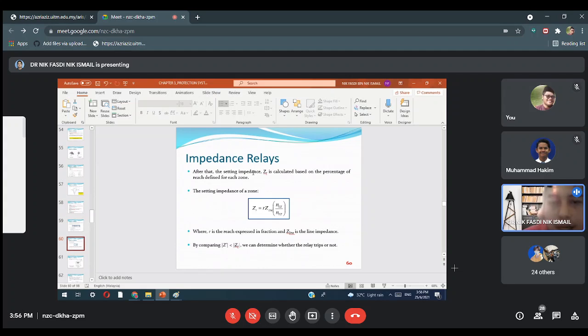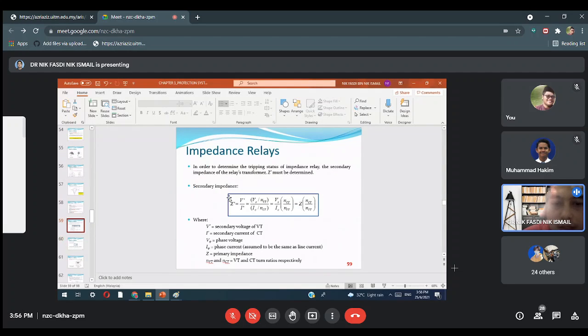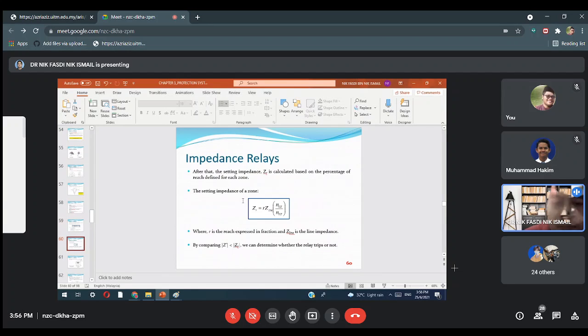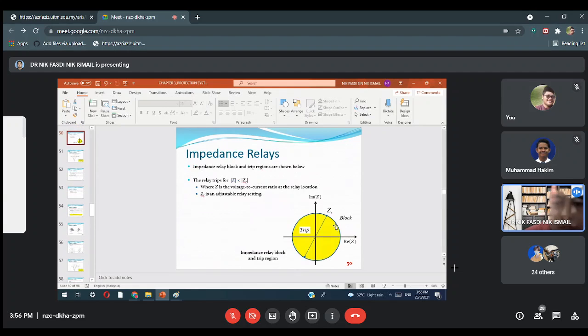Okay, after that, the setting ZR is calculated based on the percentage of reach defined for each zone. The setting impedance of a zone, ZR, equals reach times Z line. So first step, you have to know the secondary impedance. Second step, you have to know the reach. Why? Because we go back to the basics of the impedance relay. We need to know whether Z prime is located inside the circle, or we can say less than the reach impedance ZR. So these are the steps you will follow later on.